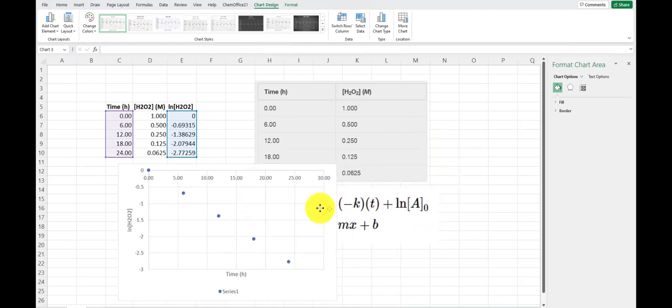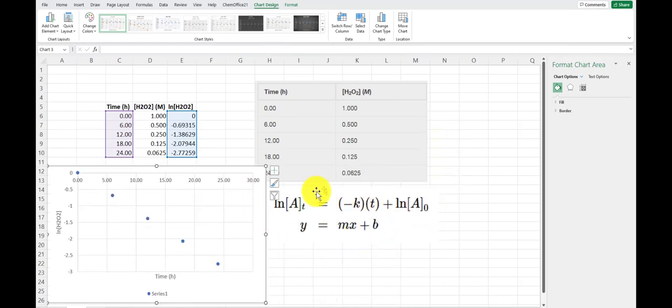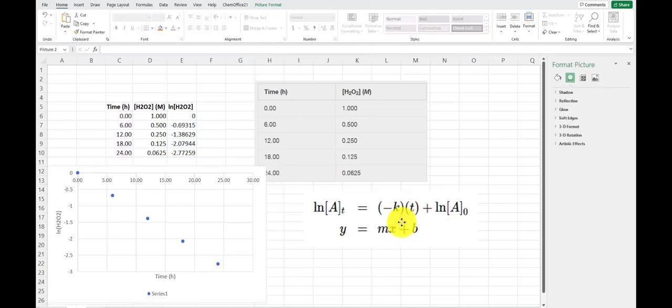If that were to be true, it would need to abide by this reaction expression, the integrated rate law, which would indicate that when you make a plot of the natural log of the concentration of something versus time, it should be a nice straight line. If it's not a straight line, that indicates it's not first order. It's a different order.